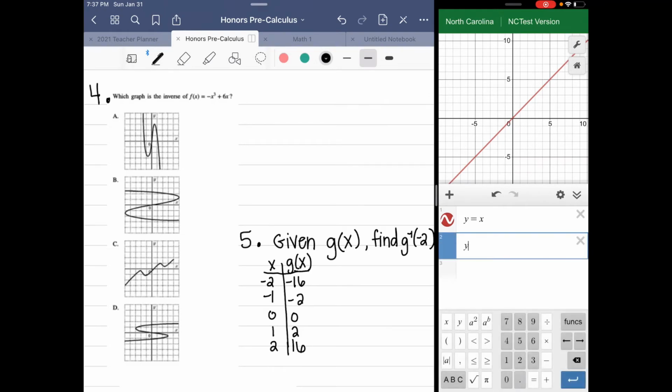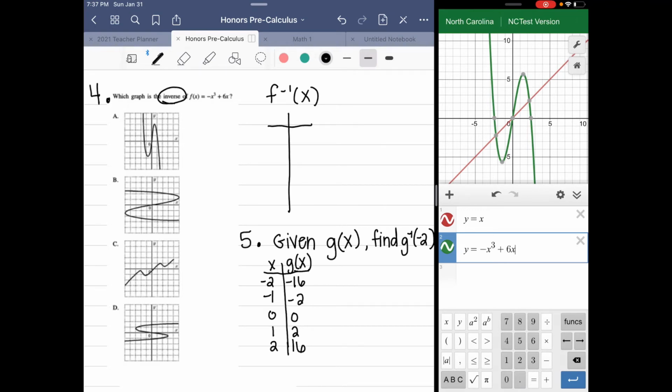So again, you're going to use some of those same skills. I'm going to look at the original. So I have y equals negative x cubed, and I'm going to use Desmos for that. And I can see that I have this original function. Now, they're asking me for the inverse. Do not confuse that with the original function. They gave us the original function. We're looking for the inverse function.